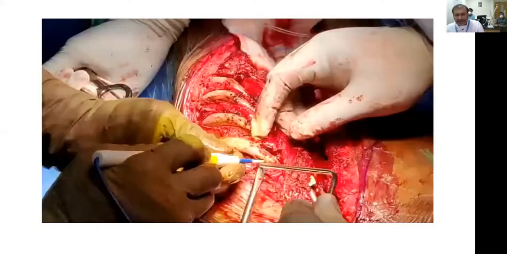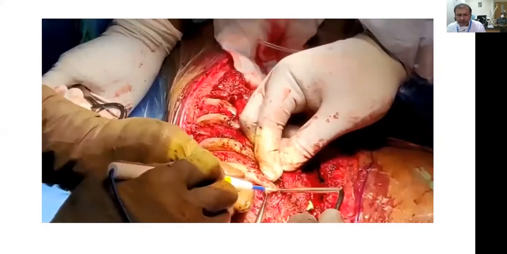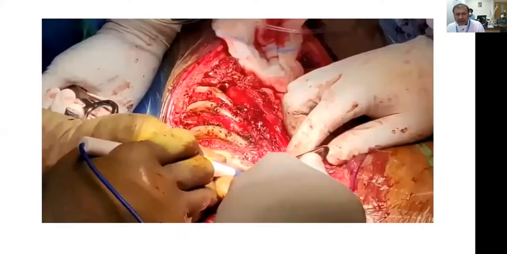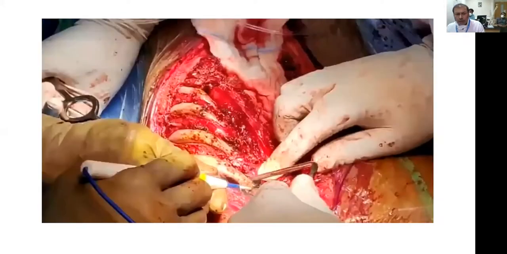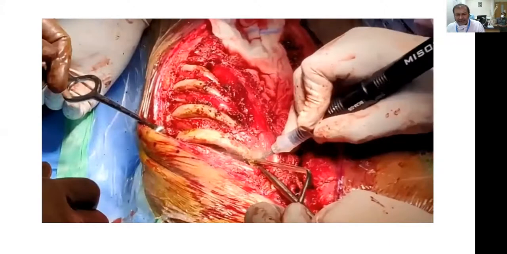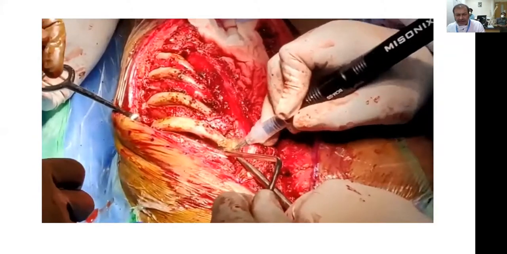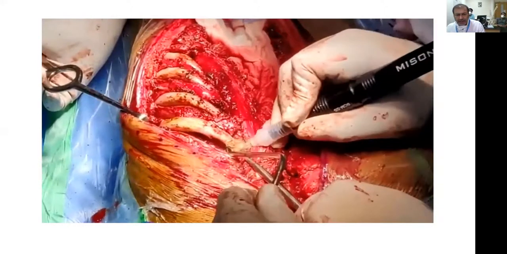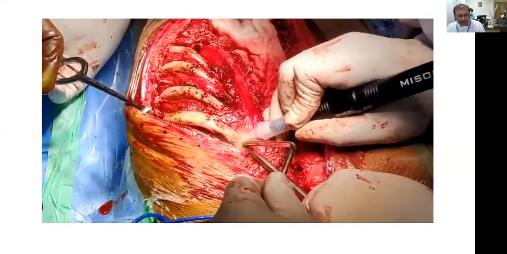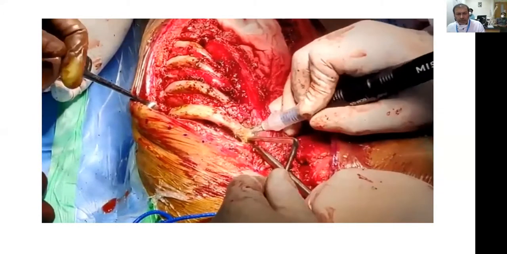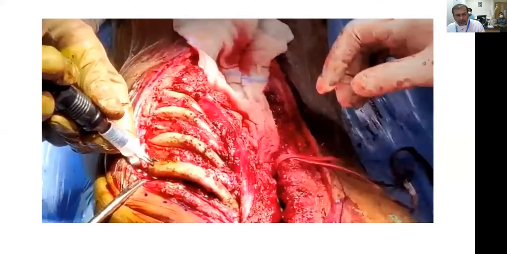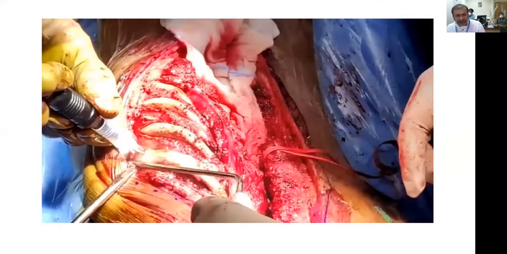you can go on. And then we also, in this particular child, she had a very sharp gibbous. So we use the ultrasonic scalpel to do the rib resection. Again, it is much safer. There is much less blood loss. And you are able to do it in a much cleaner manner, and you get the bone for the graft. So that's how you do the resection.